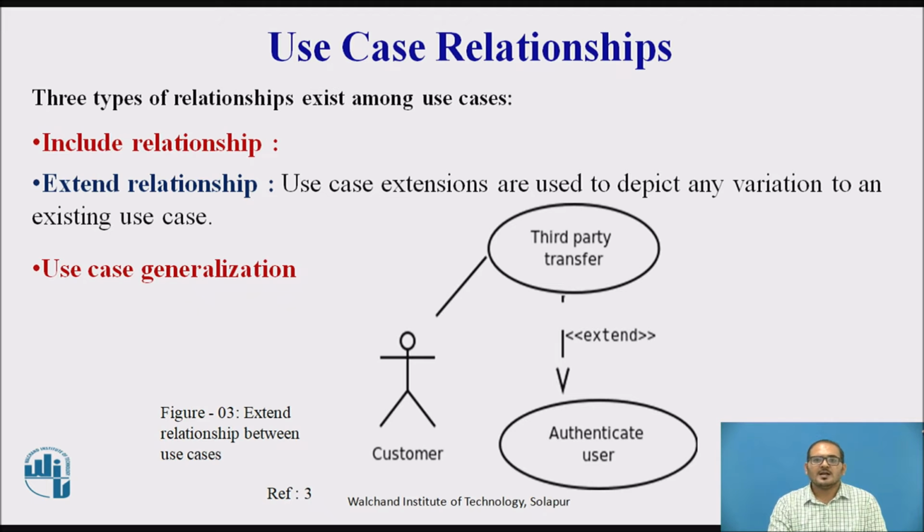For example, let us consider an online bookstore. The system allows an authenticated user to buy selected books. While the order is being placed, the system also allows the user to specify any special shipping instructions, for example, call the customer before delivery. This shipping instruction step is optional and not part of the place order use case. Figure 3 shows such a relationship.